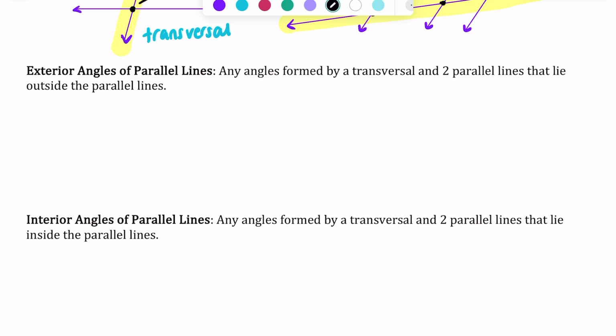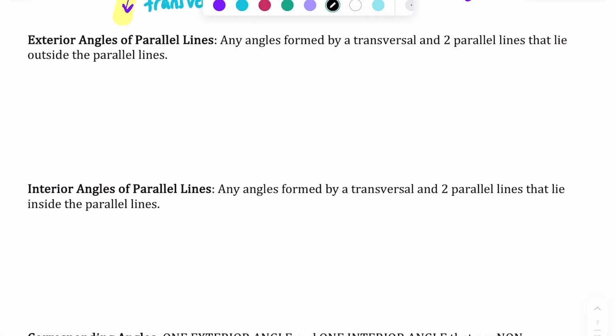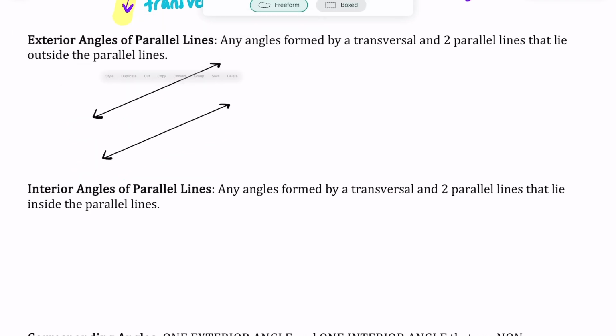Now, in both of these cases, it's not just the parallel lines that exist. It's a transversal that intersects two parallel lines. I mean, in theory, it could be 3 parallel lines, 4 parallel lines, etc. But we're going to focus on a transversal intersecting 2 parallel lines. So let's start by drawing 2 parallel lines. And we are going to draw the transversal.